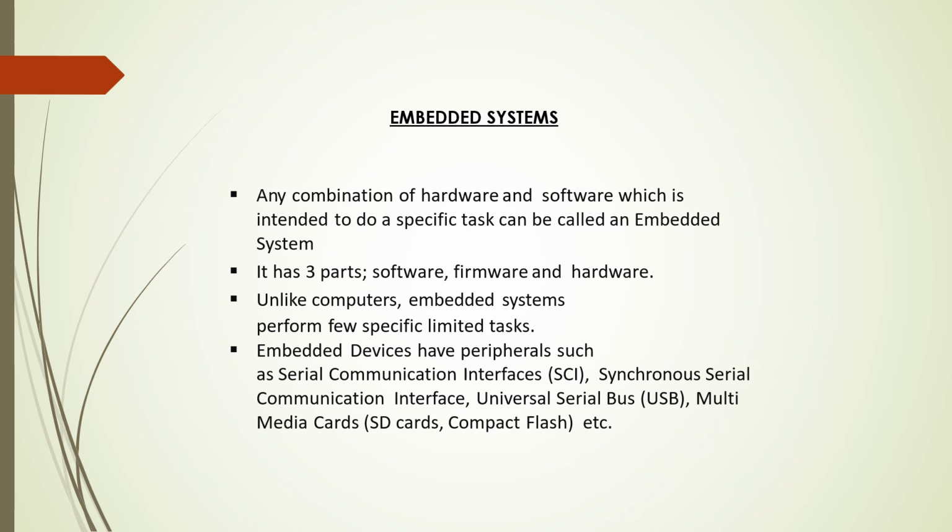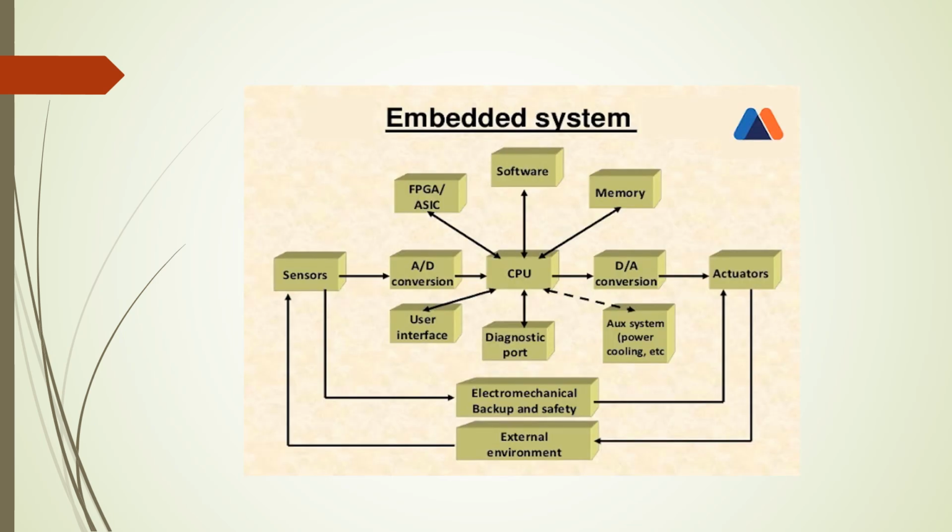Next, coming to embedded systems. Any combination of hardware and software which is intended to do a specific task can be called an embedded system. It has three parts. We can consider them as software, firmware, and the hardware. Unlike computers, embedded systems perform a few specific limited tasks. Embedded devices have peripherals such as serial communication interface, where the communication is only serial, not parallel, and also synchronous serial communication interface, universal serial bus, multimedia cards such as SD cards and compact flash, etc. In embedded system, this is the architecture of embedded system.